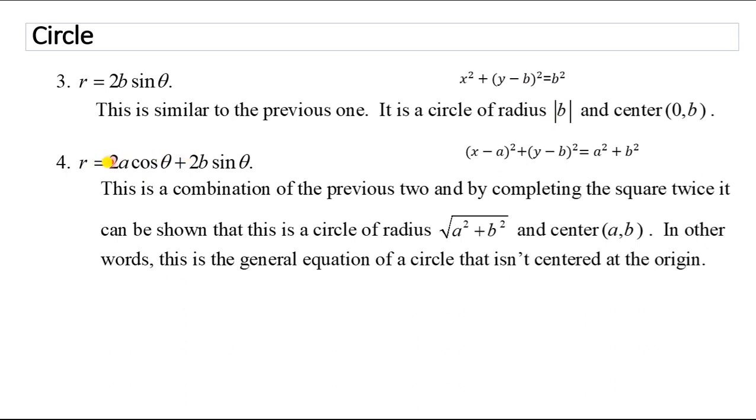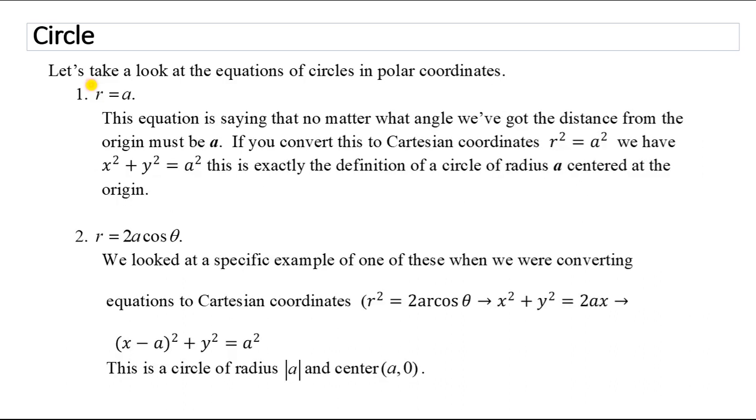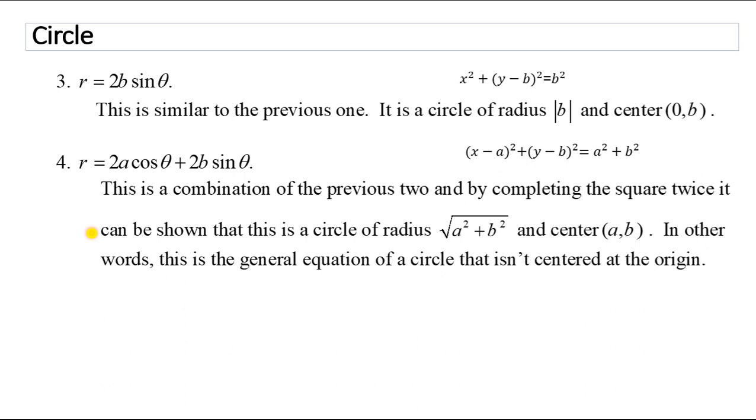This is number 4, combination between 3 and 2. The result is a circle. (x − a)² + (y − b)² = a² + b². This is the equation of a circle. The center is (a, b) and the radius is the square root of a² + b².